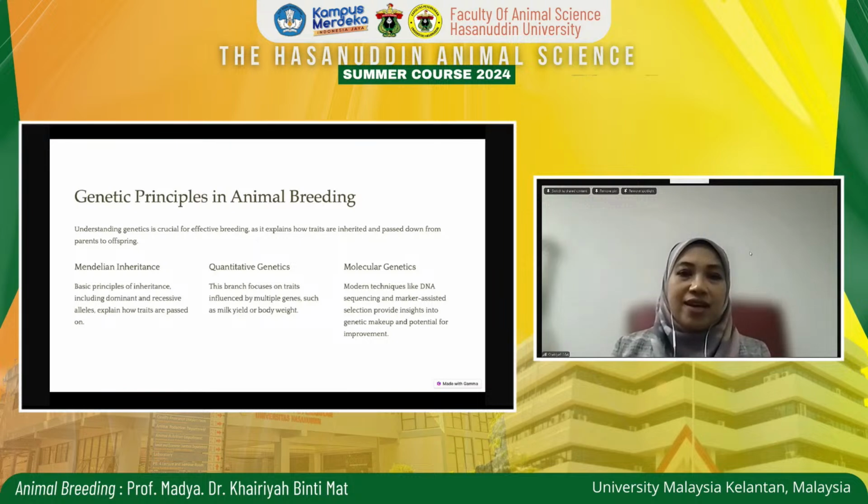This genetic principle or genetic information provides the information in terms of the traits: the quality of the traits, how the traits are inherited and passed down from the parents to the offspring, and how much the trait will be inherited, 100%, 50%, and so on. As I mentioned, it will be a waste if we don't have this knowledge.